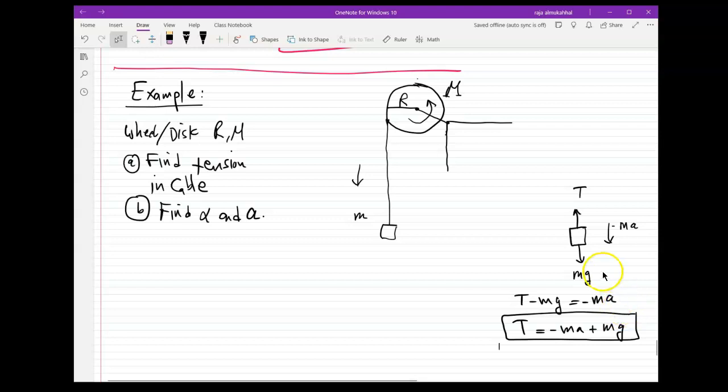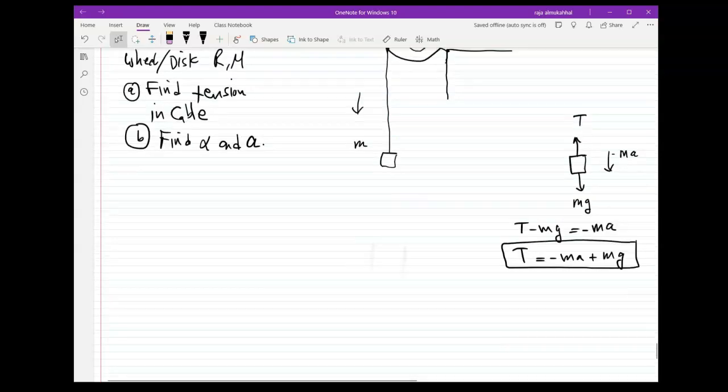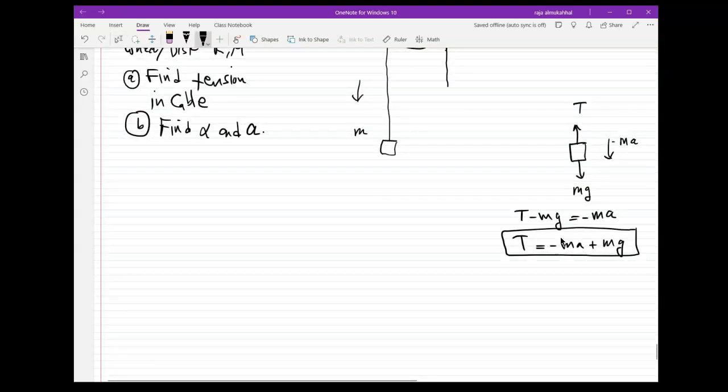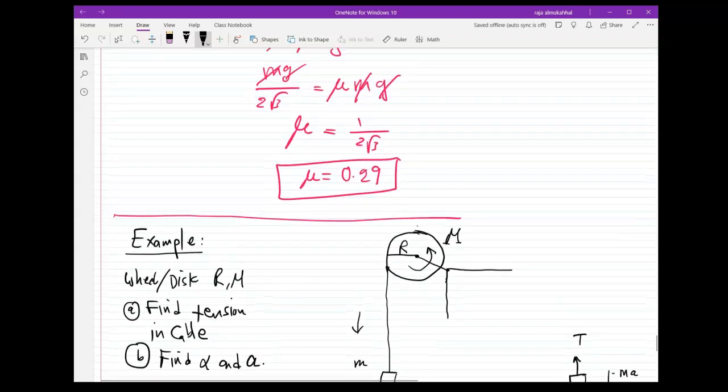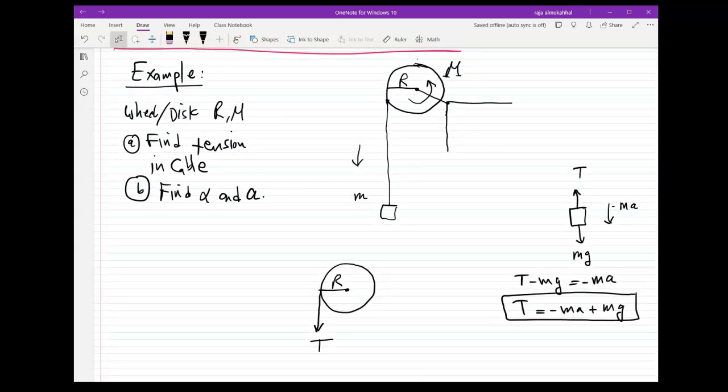All right. Now, the second equation that we're going to take, remember we said we're going to take the system apart. So the other one is basically the pulley. So I've taken the mass apart right here. Now I'm going to draw the pulley by itself. Here it is. And I'm going to ask the question, what are the forces on it? This is the radius r. And this would be the tension. Remember, tension is always coming out of the body. Okay. All right, so what do we have here?